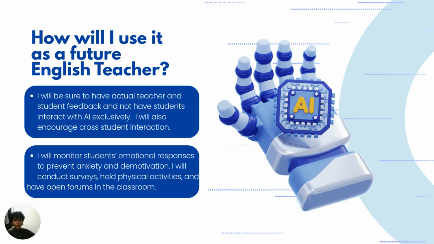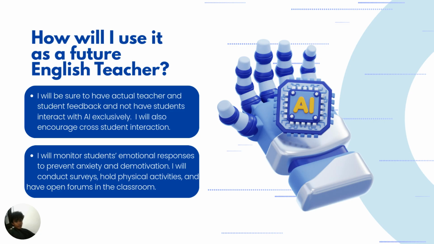Yeah. So how will I use it as a future English teacher? I will be sure to have actual teacher and student feedback and not have students interact with the AI exclusively. I will also encourage cross-student interaction. So, the main issue or the main point of contention in this article was that students were lacking human connections when it came to learning with AI. So I'll make sure to employ methods where students will still interact with me and their fellow classmates.